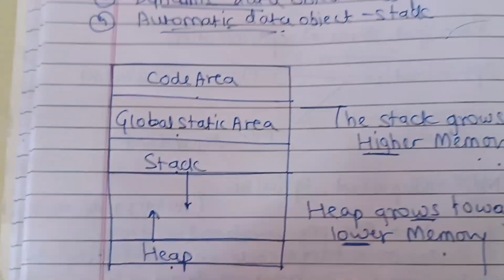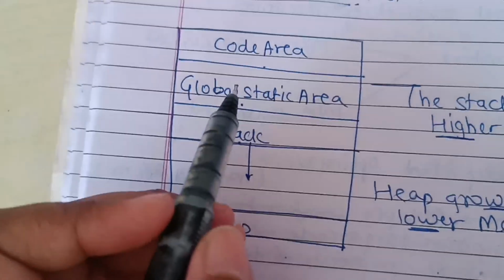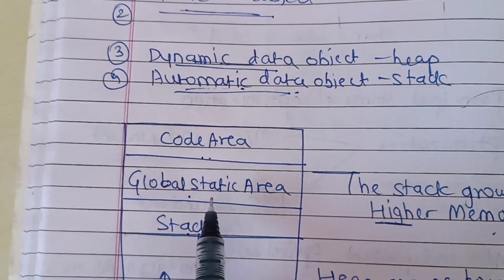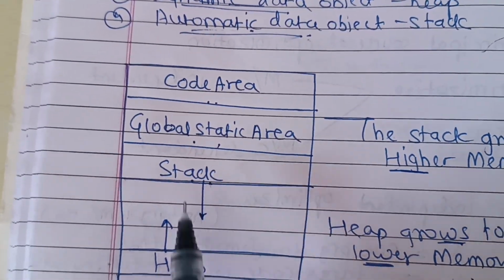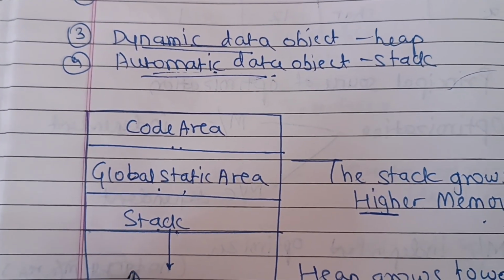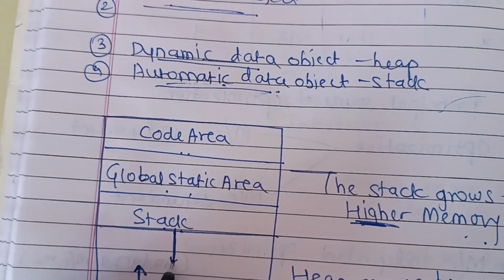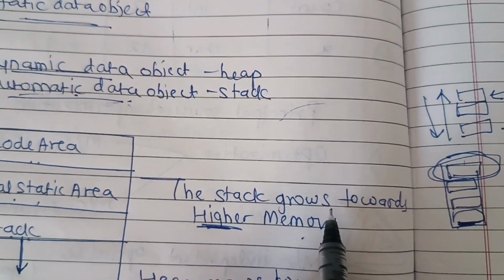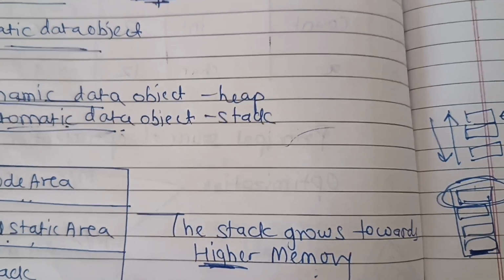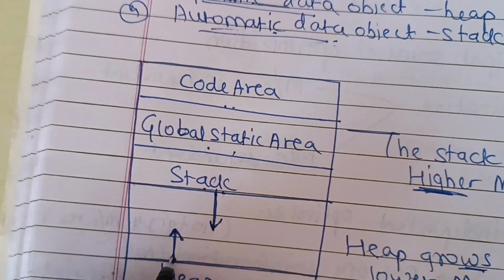Now the diagram of subdivision of runtime memory is just like this: code area, global static area, stack, and heap. And there are arrows, because the stack grows from lower to higher memory, and the heap grows from higher memory to lower. So the stack grows towards higher memory, heap grows towards lower memory, like I told you.